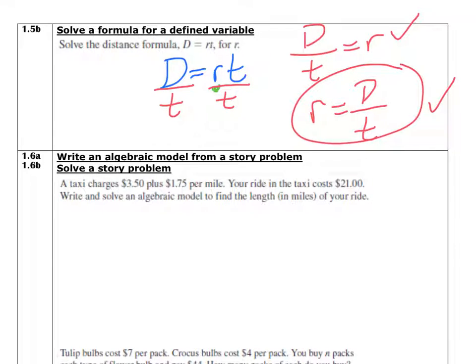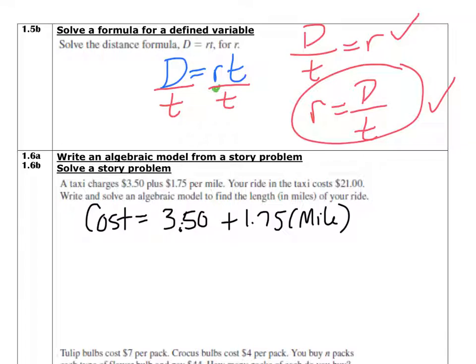1.6a and b go together. Write an algebraic model from a story problem and solve a story problem. So here we have a taxi driver charges $3.50 plus $1.75 per mile. We ride the taxi and it costs us $21. Write and solve an algebraic model to find the length of your ride in miles. So what we know is that it actually costs something. So I'm just going to write somewhat of a verbal model first. So we know that the cost of the cab is the $3.50 when we first get in, plus they're going to charge us $1.75 per every mile.